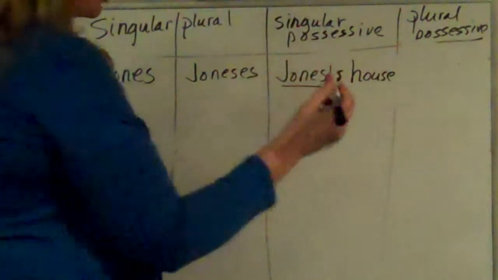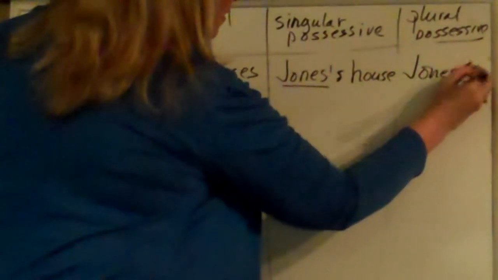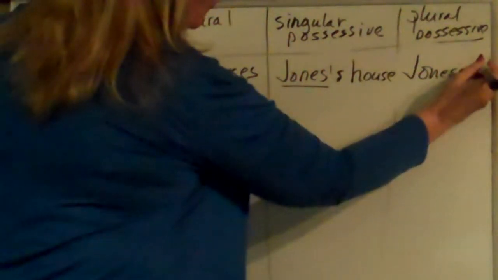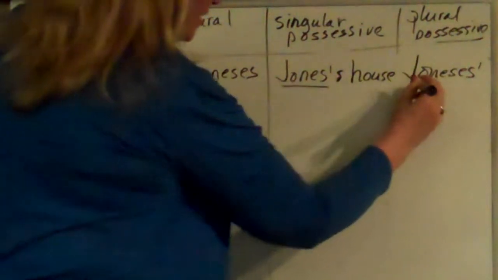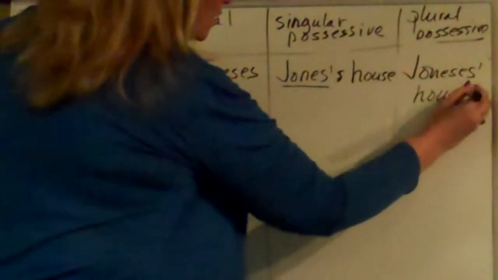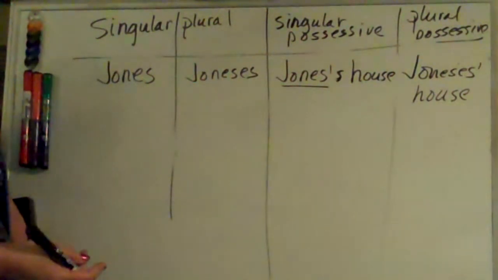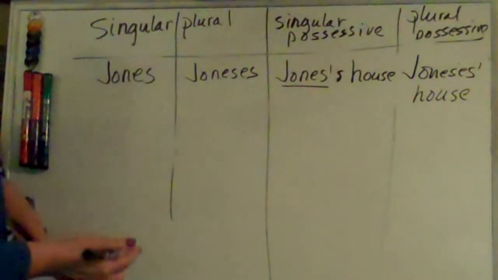So let's say there are two Jones, okay? And to do that, we say Joneses. My plural form ends in S, so remember, anytime my plural form ends in S, when I'm making it possessive, I just add the apostrophe, and this would be like the Joneses' house. In other words, Mr. and Mrs. Jones, or Mr. Jones and his kids, or whatever the case is, okay?